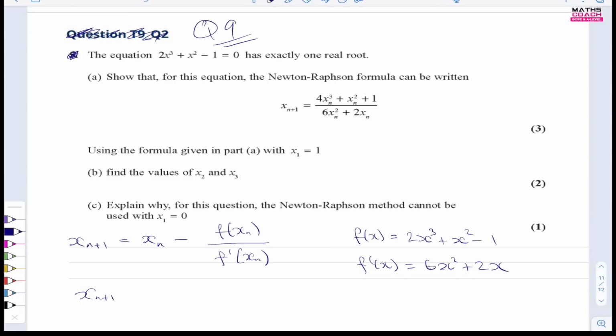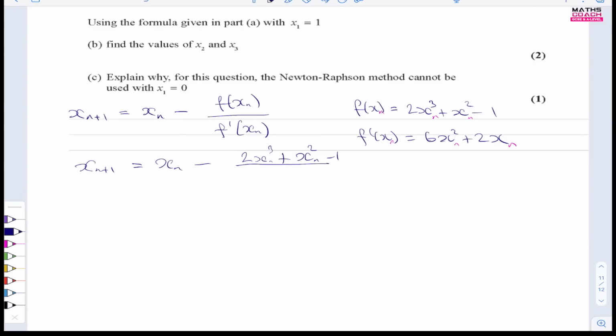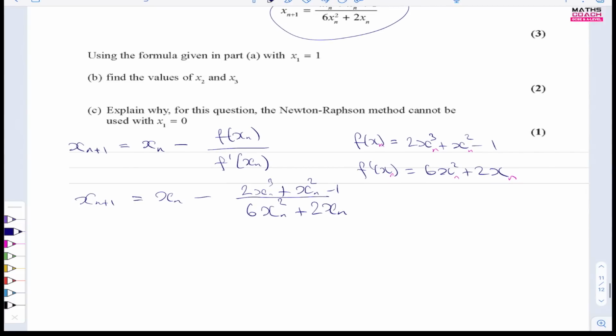So xn plus 1 equals xn minus f of x over f dash of x. So x we're going to obviously make it as xn for all the x's. So the top would be 2x cubed plus x squared minus 1. Underneath is f dash, so it'll be 6x squared plus 2x. If you look at the answer, it's given as a single fraction. So we need to rewrite this as a single fraction. So I'm going to cross multiply.